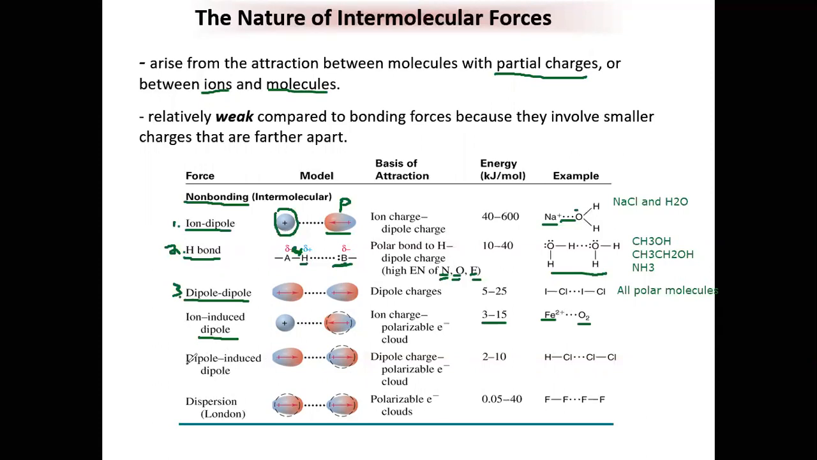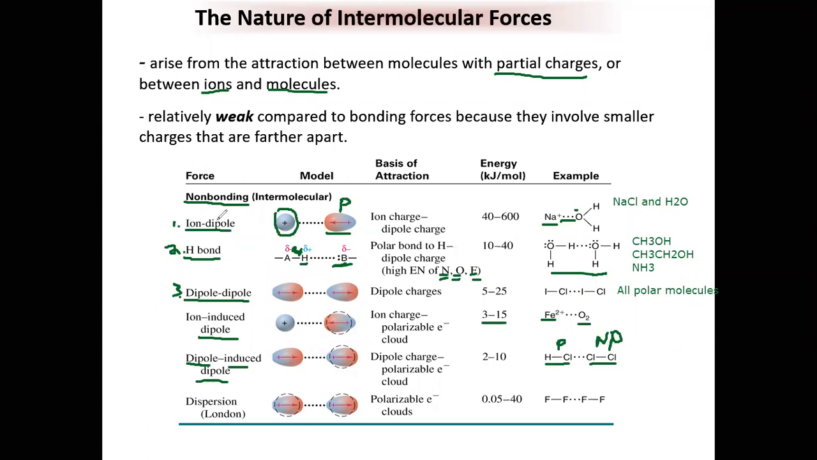So next we have dipole-induced dipole. The only difference between that and ion-induced dipole is that now we have a polar compound such as HCl interacting with a nonpolar compound such as Cl. Again, since it's nonpolar, it has an induced dipole or temporary dipole, and HCl is polar, so it has a dipole. So this is a dipole-induced dipole interaction.